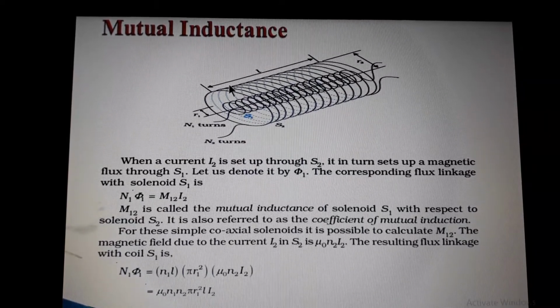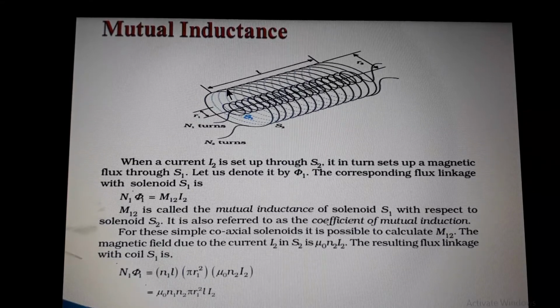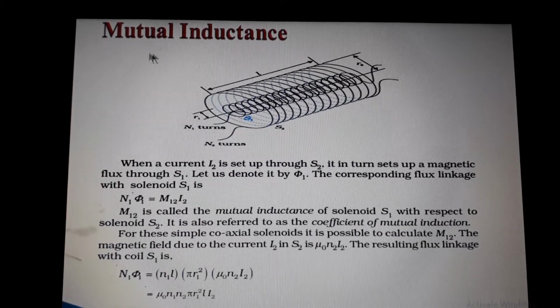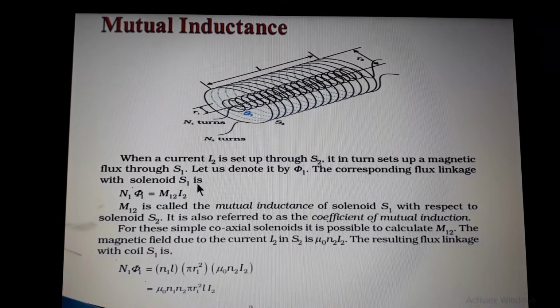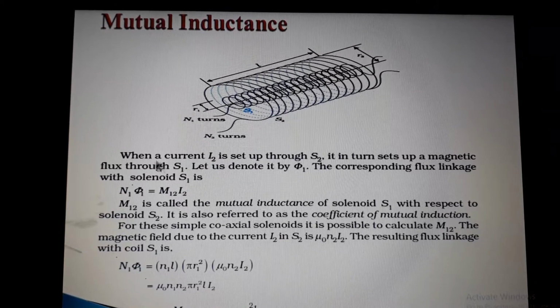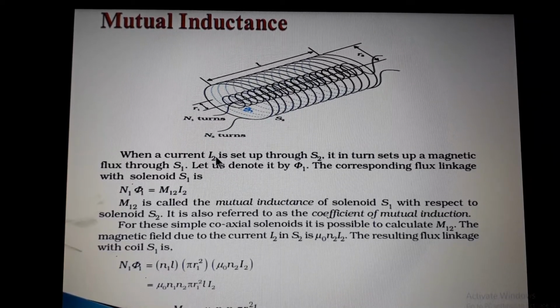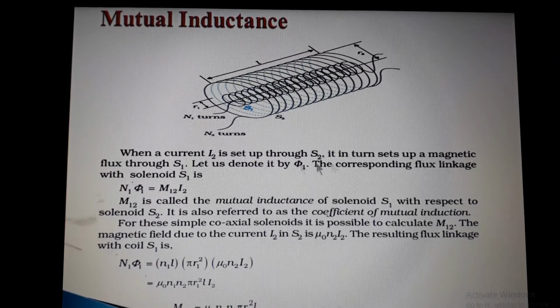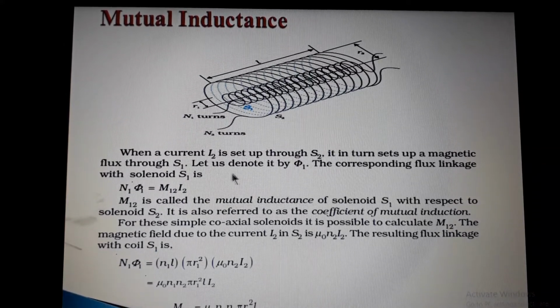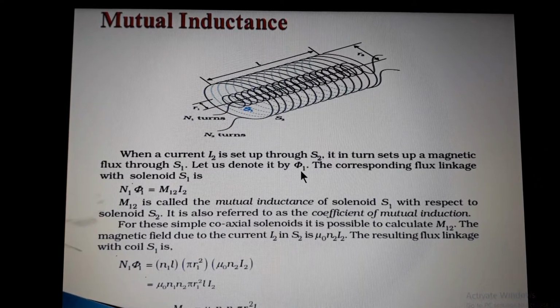But when current flows, due to that current, the magnetic field is linked with the inner coil and some EMF is induced. That is called mutual inductance. Just see here: when a current I2 is set up through S2, it in turn sets up a magnetic flux through S1. Let us denote it by phi1.